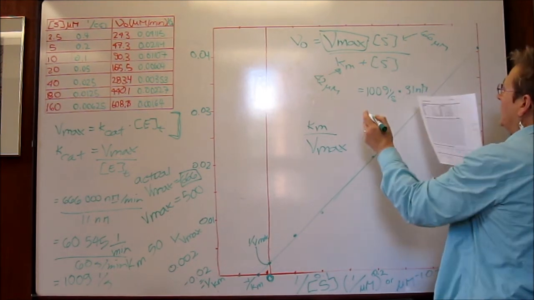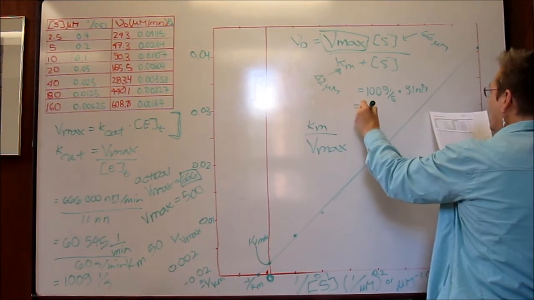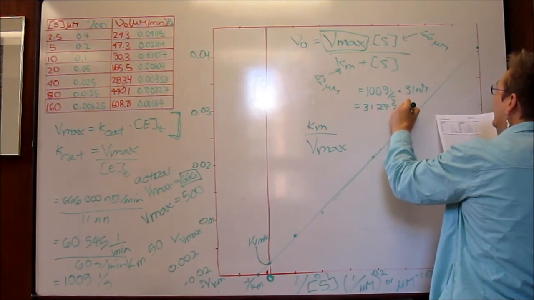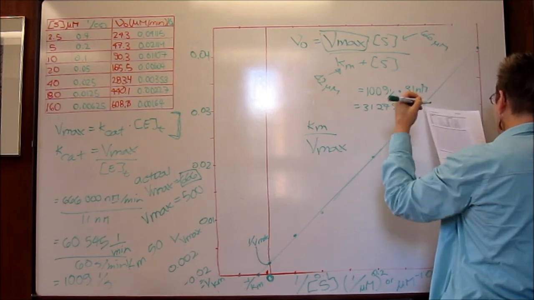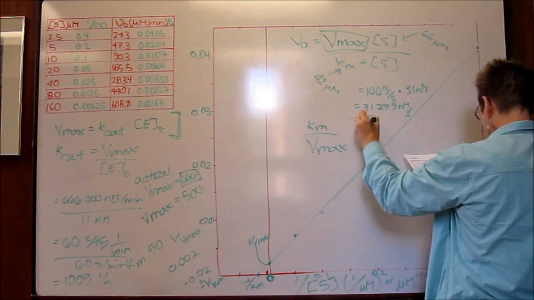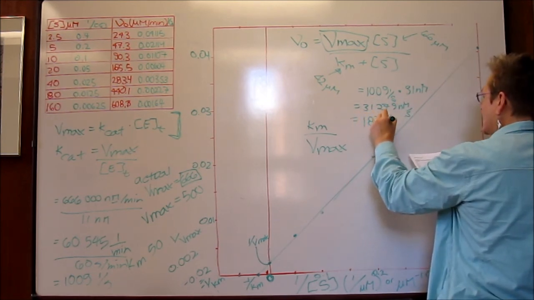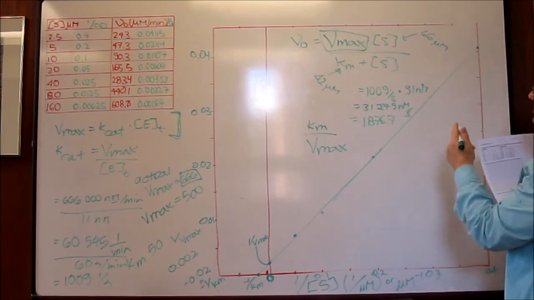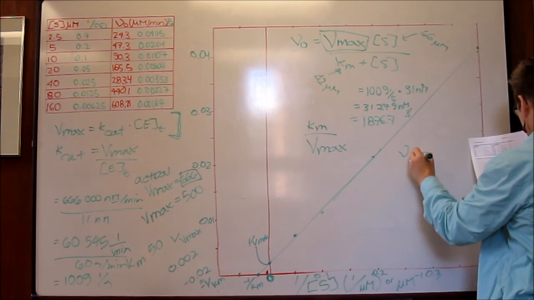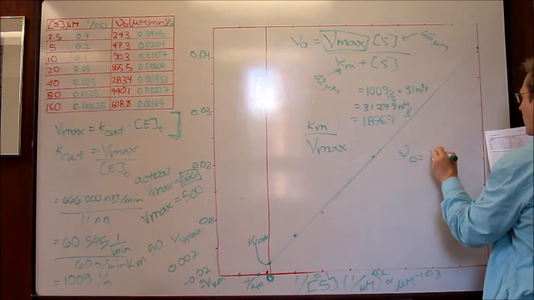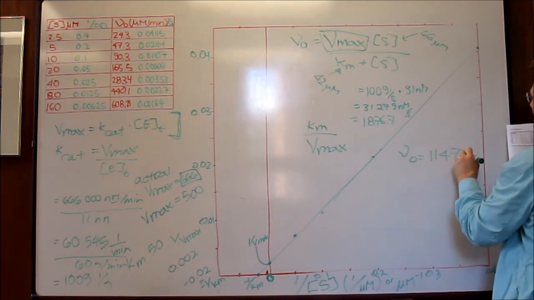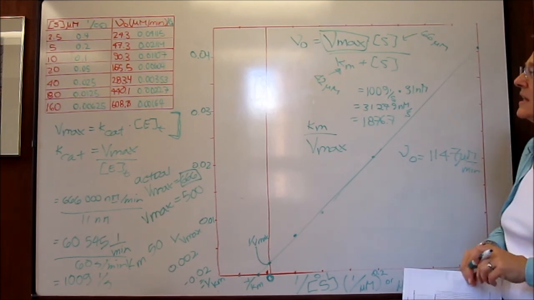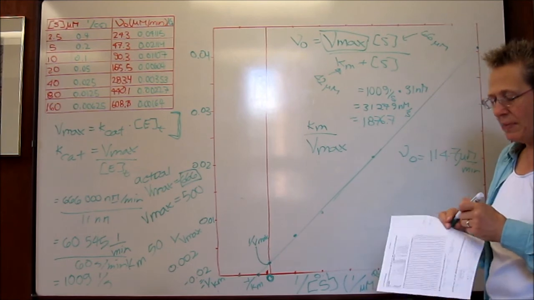So that gives us a Vmax, which is 31,279 nanomolar per second. And if I convert that to micromolar per minute, it ends up as 1876.7. If I put that back into that equation with all those numbers, I'll get a V naught that is equal to about 1,147 micromolar per minute.